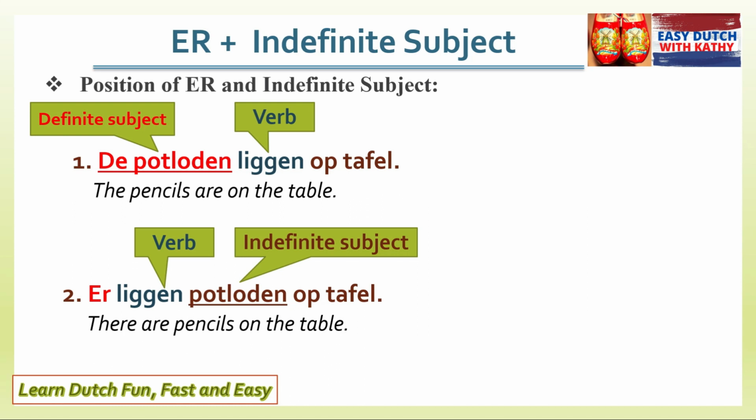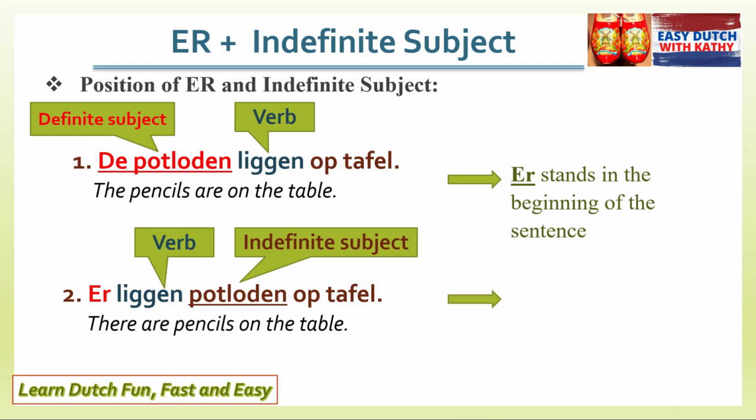So from these two examples, we've got conclusions. The word er stands at the beginning of the sentence, like in sentence number 2, er liggen potloden op tafel. And second, the indefinite subject comes after the verb, like in sentence 2. Potloden is an indefinite subject. It stands after the verb liggen. Try to memorize this rule.